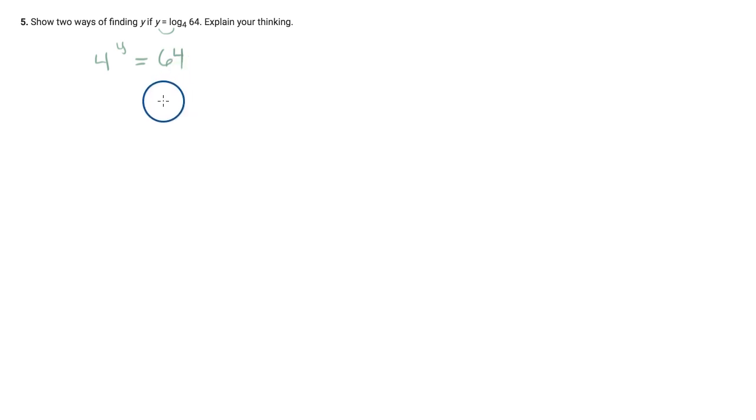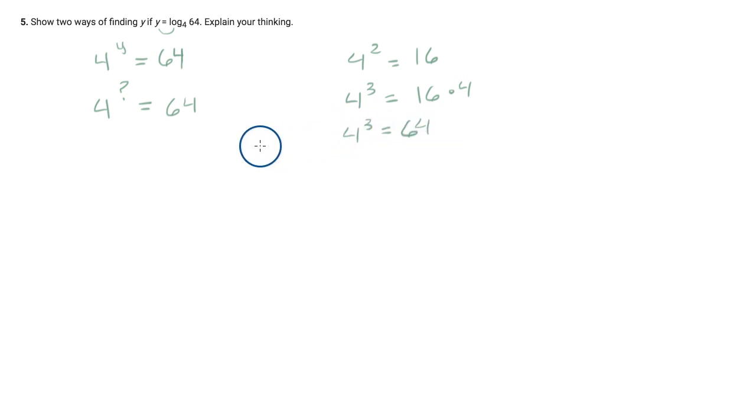So that's what we want to make this equal to. And so we can think to ourselves, 4 to what power equals 64? Well, if I think about my exponents, 4 squared would be 16, and 4 to the third must be 16 times 4, which happens to be 64. So I don't have to work too hard to get to the exponent that works. And that's it. Since we know that 4 to the third equals 64, y must be 3.